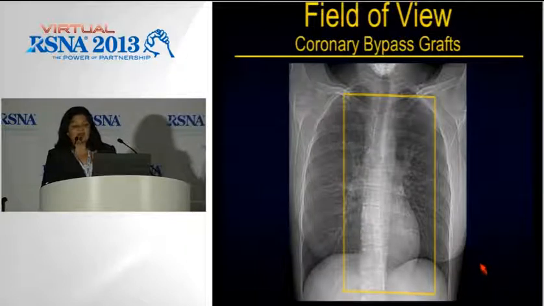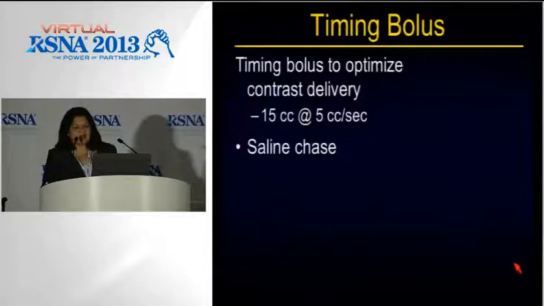If you did have an op node and you knew that the patient had saphenous venous graft, you could basically bring this down, and that would reduce your radiation dose. At our institute, we use the timing bolus, but at some institutes, you may use smart prep.